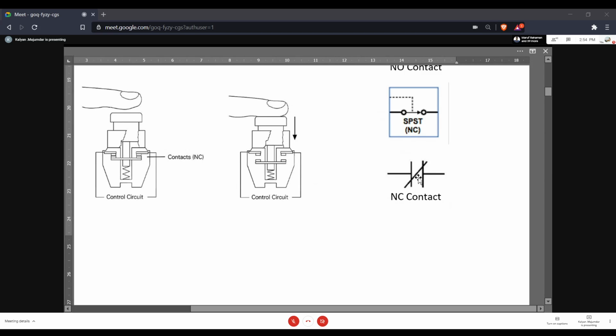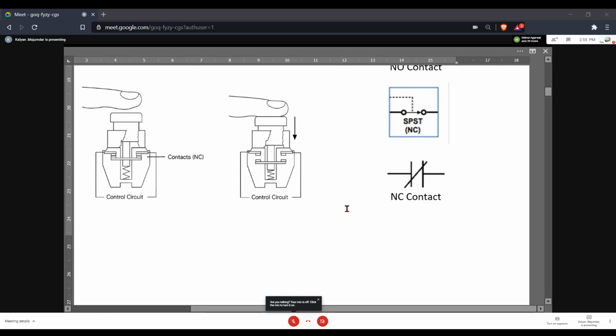This case again looks like a capacitor, but it's got this crossed line, which means that under normal situations, that is when it's not activated, this is a close contact. There's a continuity at this particular point. There's a flow of current through this particular set of contacts. When you activate this, this opens or this breaks.